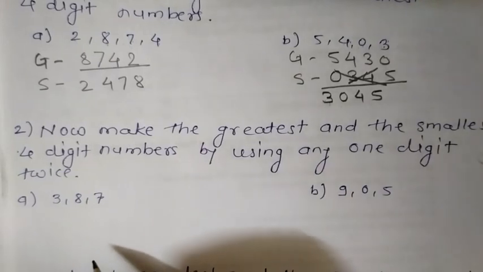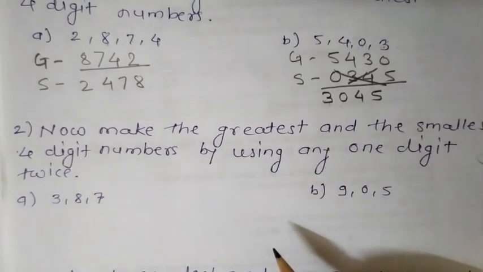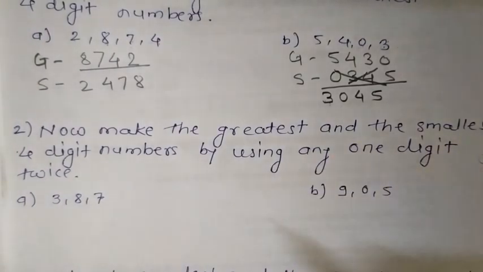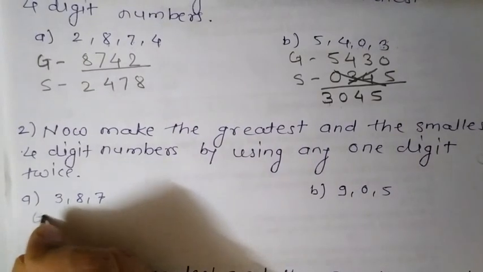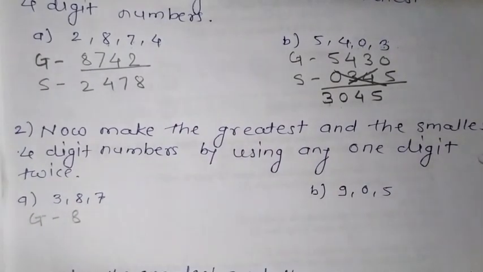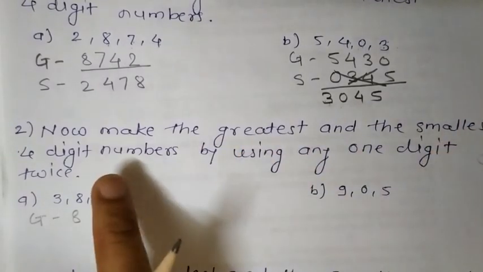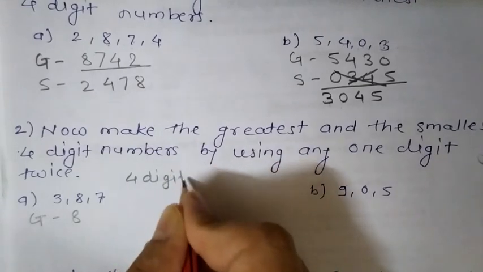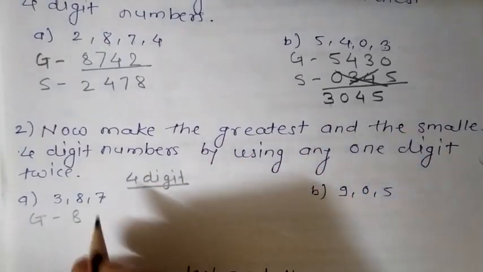Here you have the freedom. You have to make the greatest and smallest 4-digit number, and you have to use any 1 digit 2 times. First we will find the greatest. So 8 is the greater number. Once again, greatest and smallest 4-digit number they are asking. 1 digit you can use 2 times.